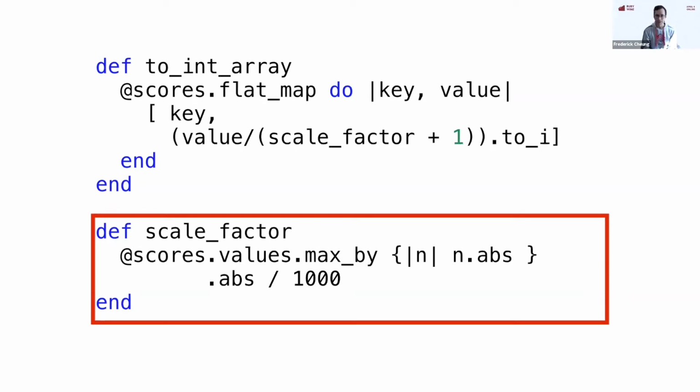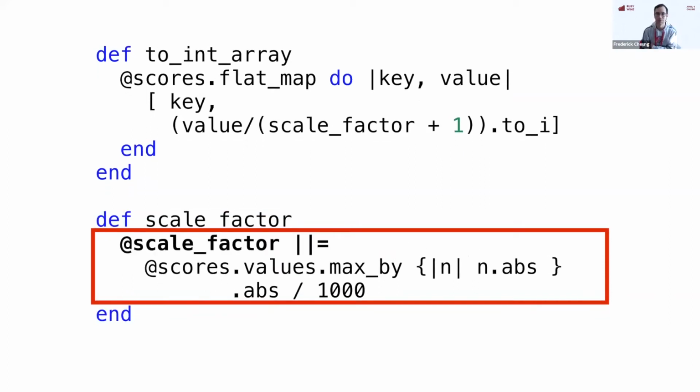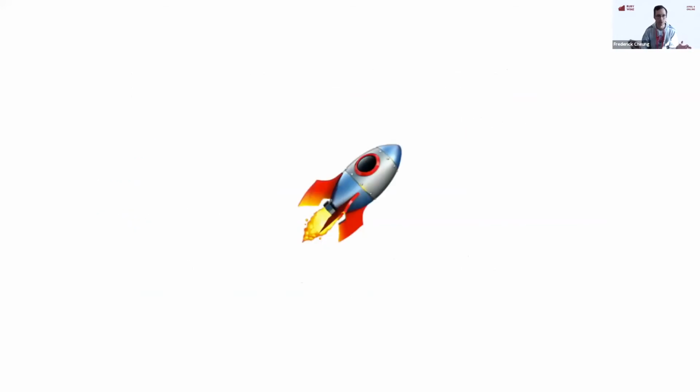And the other thing is obviously it's returning the same value every single time because I'm not changing the @scores instance variable while I'm doing this. So that means that there's a very easy way to fix this, which is to just memoize scale_factor. So we did this, and yeah, we deployed it, several hundred times faster.